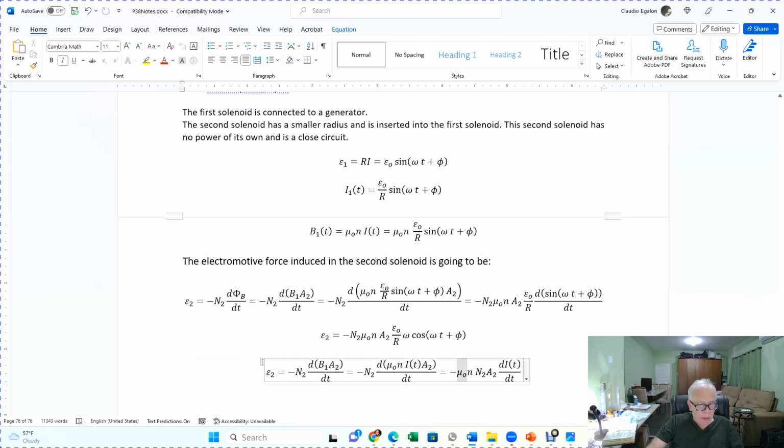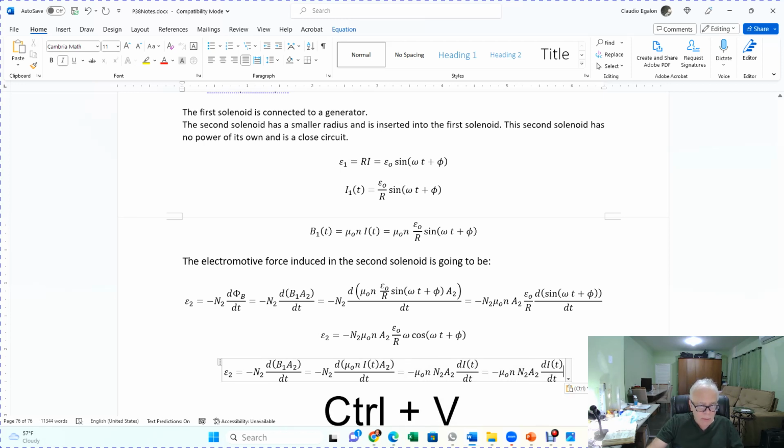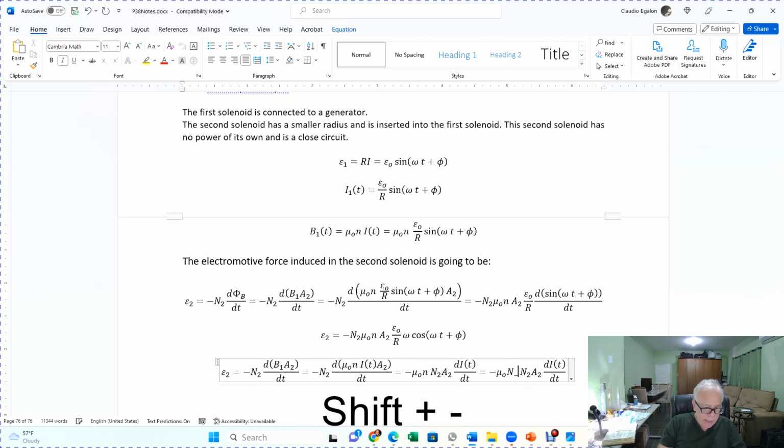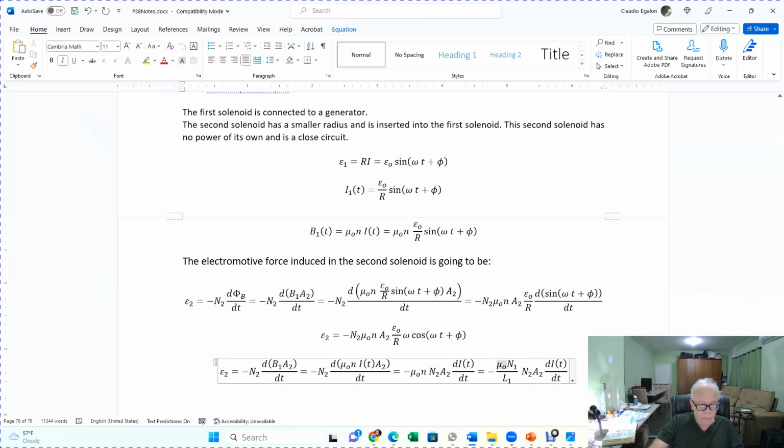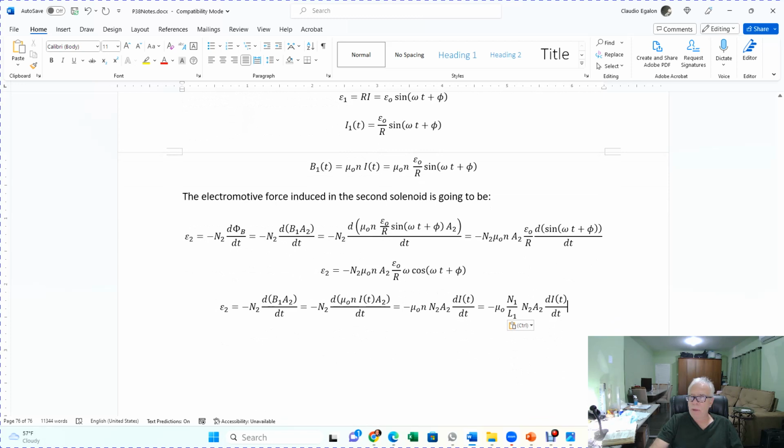Everything that you see here is related to the geometrical features of the device, of the first and second solenoid. This little n here is in reality the number of turns in the first solenoid divided by the length of the first solenoid. On top of that, you have this derivative of I with respect to time. I didn't spell that out because I want to keep it in this format instead.